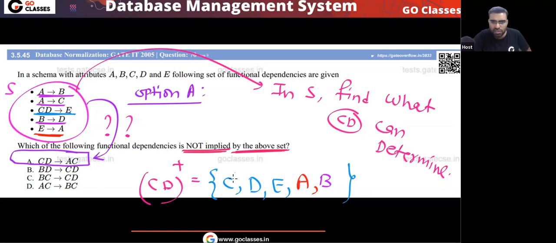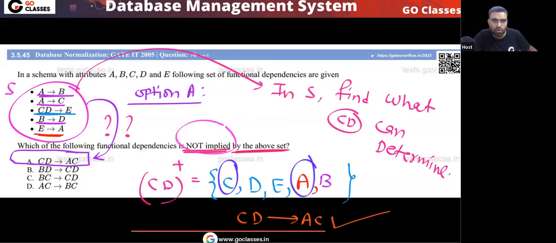Now you can easily see CD can determine AC. Look at this, CD is determining AC, right? So here you can easily see that CD closure contains AC. What it means? It means CD determines AC. So I can say this can be inferred. Yes or no? Option A can be inferred.